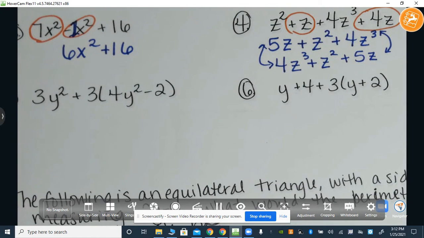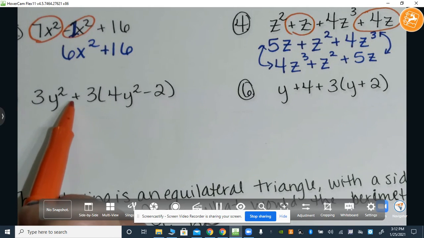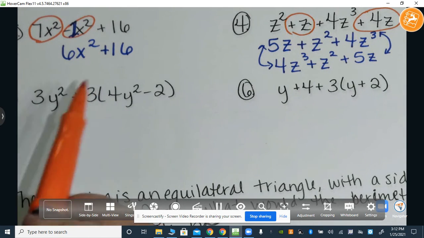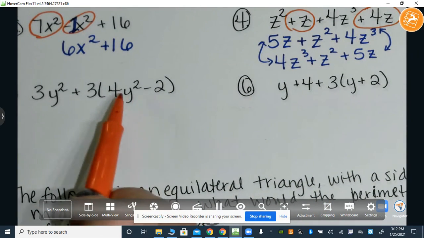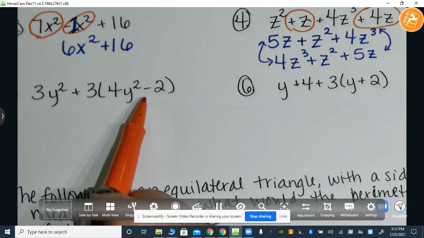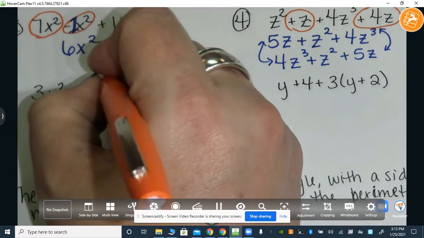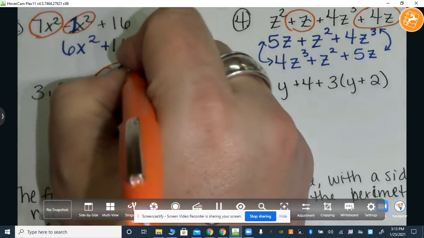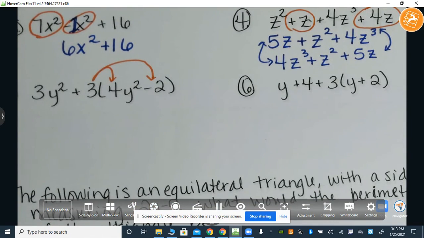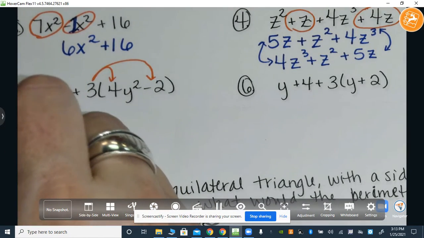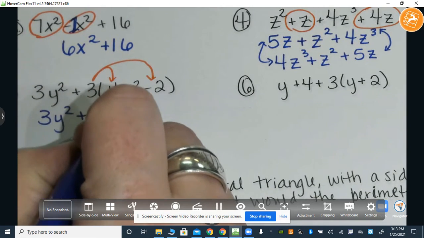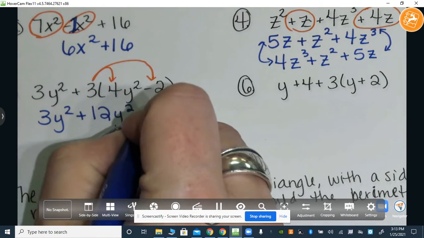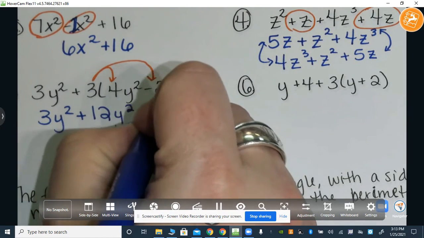Let's look at our next one here. So we have 3y squared plus 3, open parentheses, times 4y squared minus 2, close parentheses. So we need to use the distributive property. Okay? And so I'm going to distribute this 3 to everything in my parentheses. So I'm left with 3y squared plus 12y squared minus 6.